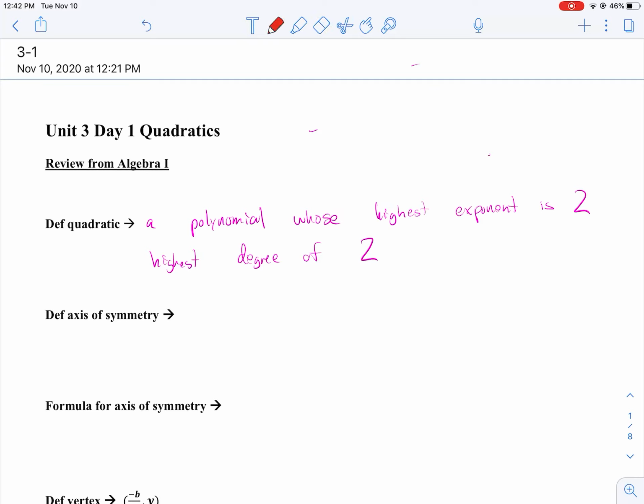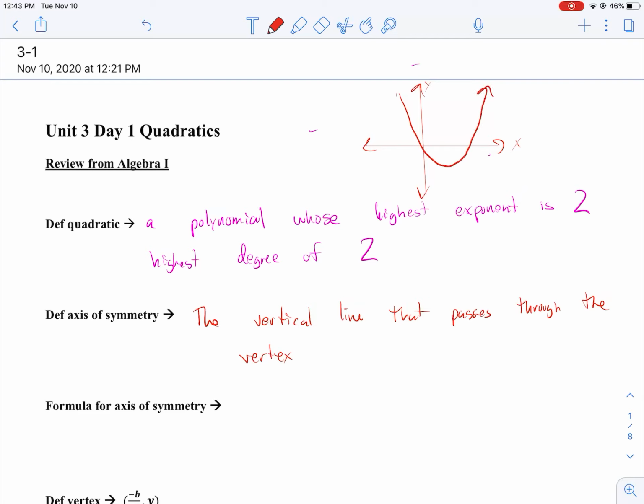All right, so the definition of the axis of symmetry. Well, that's the vertical line that passes through the vertex. And so what does that mean? Well, here is an x and y graph, coordinate plane. Here is our quadratic. Don't forget they can also look like this.